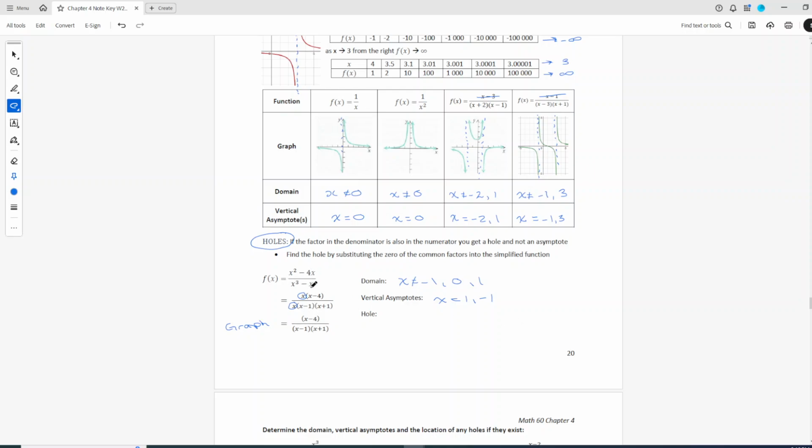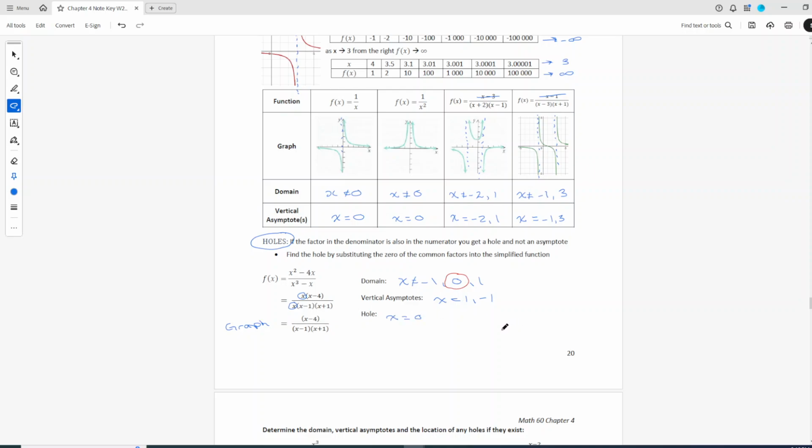Because this is the function that we're graphing, there is this common factor of x in it. I cannot put in x equal to 0, or it makes the denominator of my original function 0, which is undefined. So I have to do something about that. So this 0 is a domain restriction, but it's also going to be where my hole is at x equals 0.